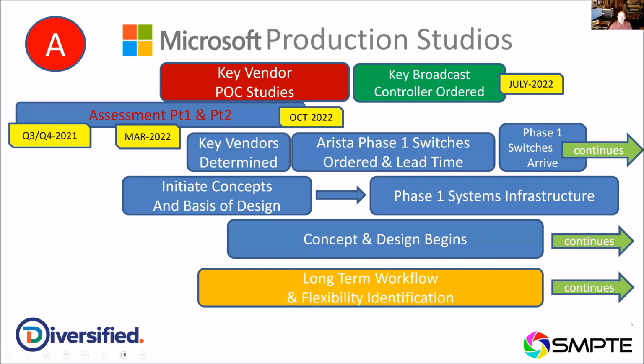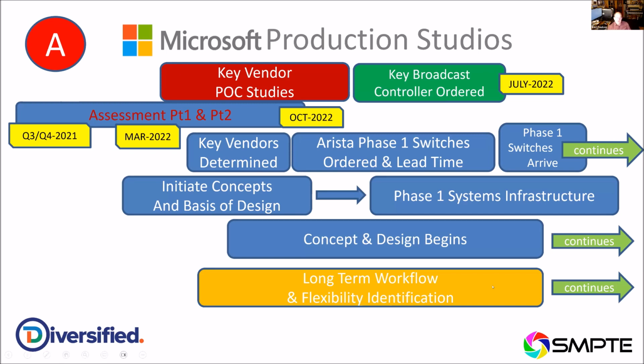So the next 5 slides are going to be a bit of a blur, but it'll give you an idea of the number of things we had to do in parallel simultaneously in order to get this system to work. So starting clear back here in the 2021 timeframe, we did the assessments, part 1 and part 2, or phase 1 to phase 2. The key vendor POC studies were made, and the key broadcast controller was ordered not until July of 2022. And the key controller is the Magellan SDNO platform, which we put a lot of faith in, and there was a lot of cooperation with the folks at Imagine Communications to make this work.